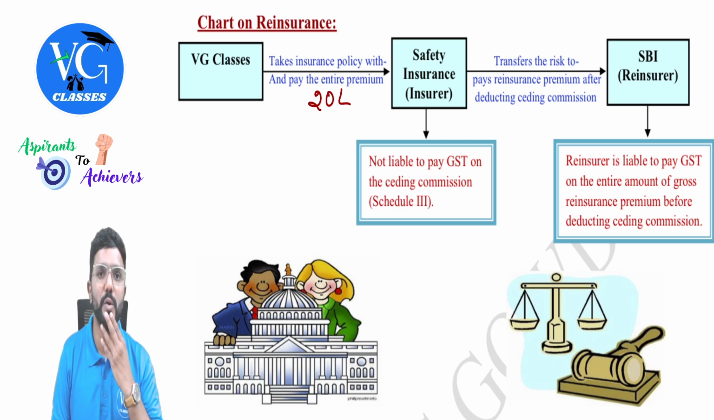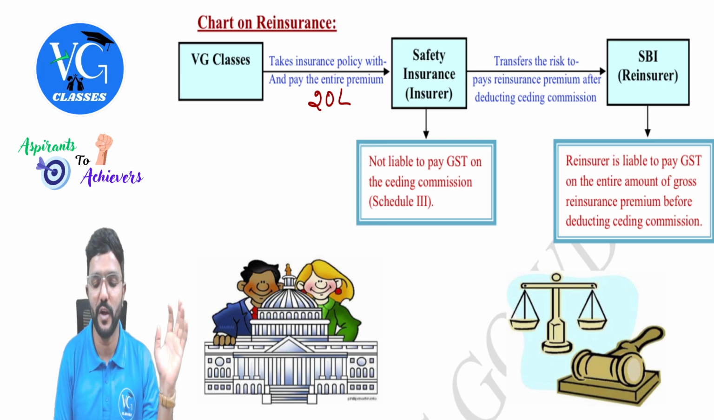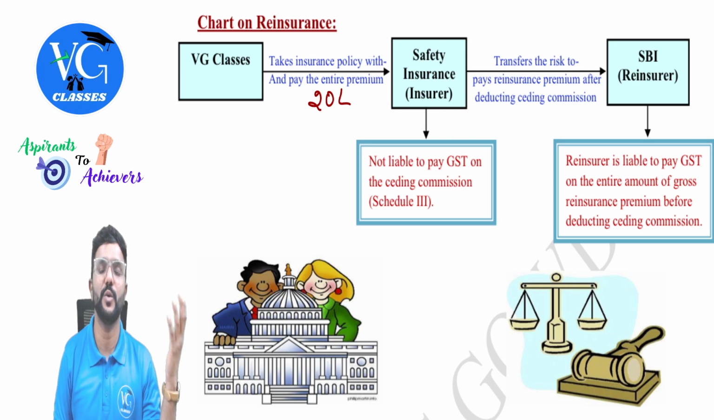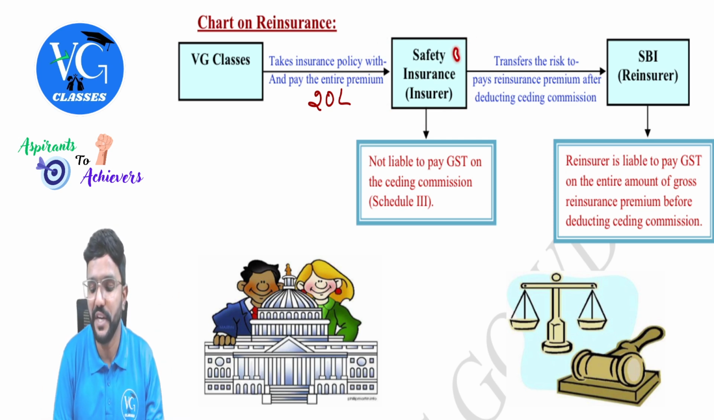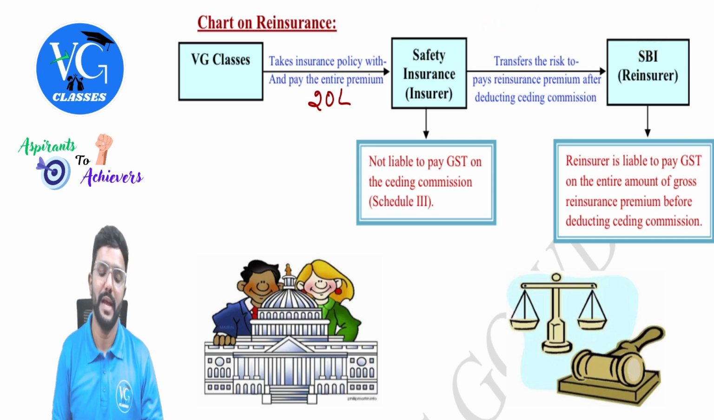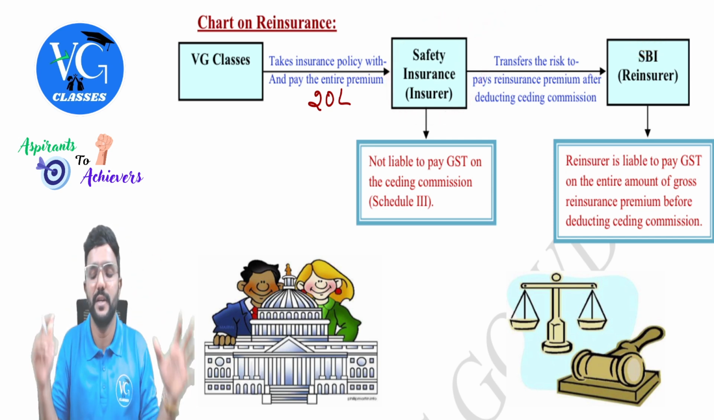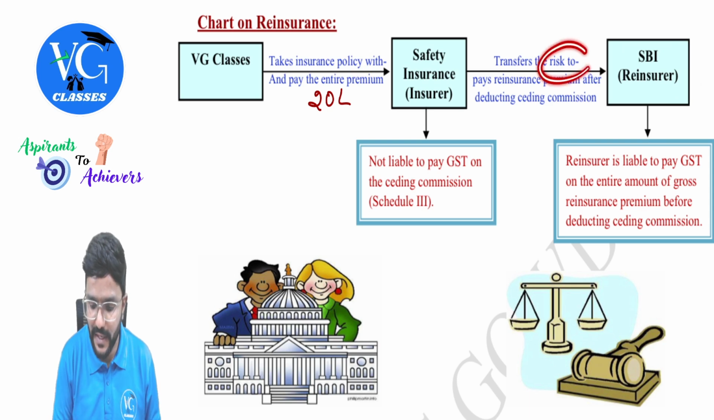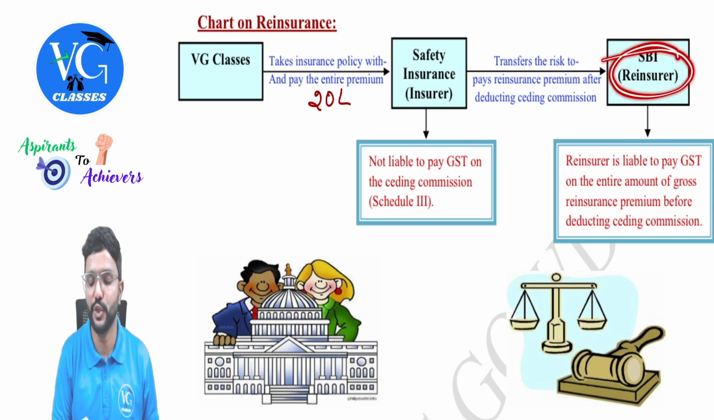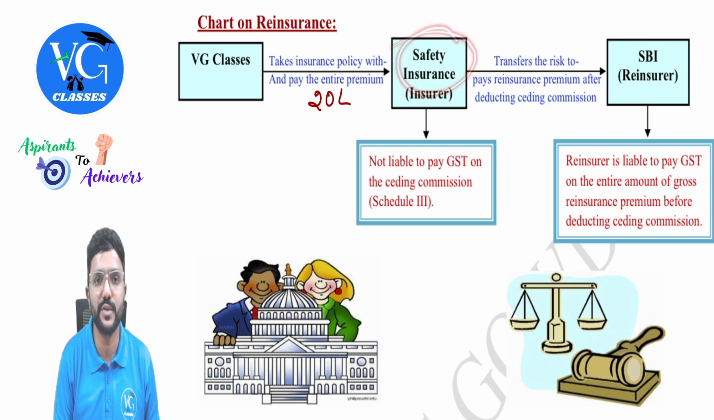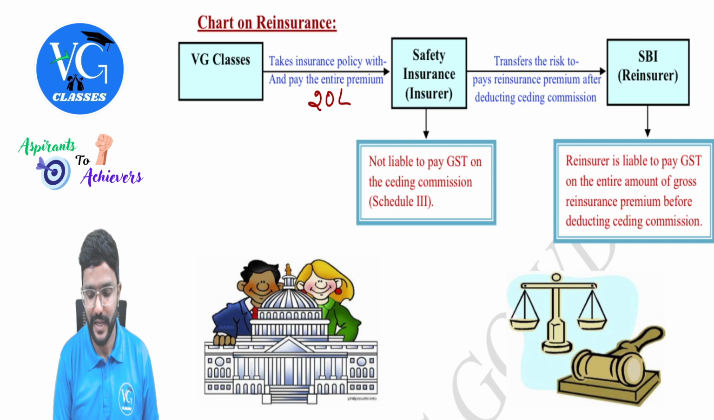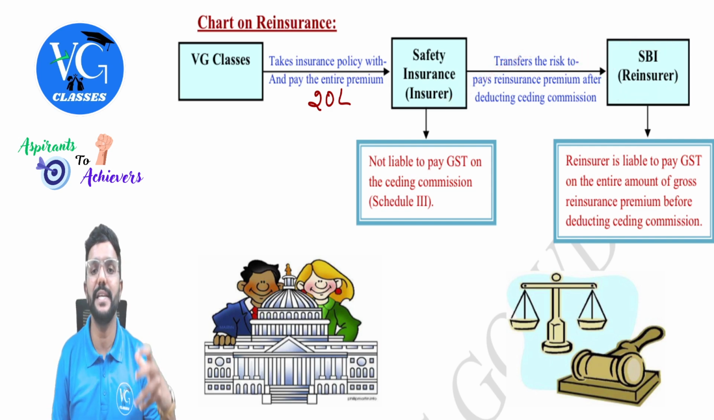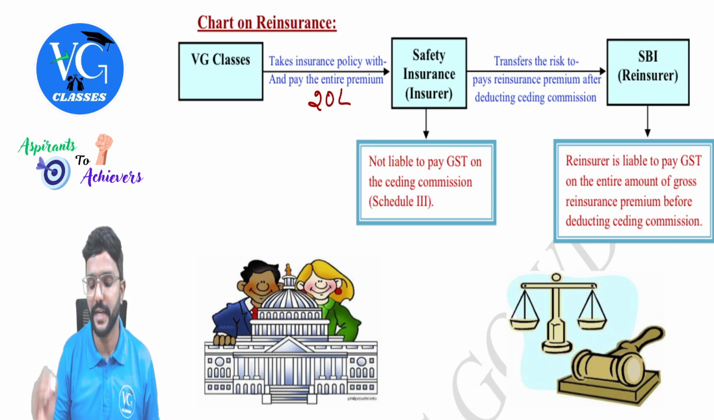But Safety Insurance thought, the amount involved in this policy is huge. If anything goes wrong, then we have to pay a huge amount to VG Classes. So let us reinsure this with SBI. As they couldn't take the full risk, they thought, let me shift it to SBI. So they transfer the risk to SBI, who is called the reinsurer, whereas Safety Insurance is called the insurer. They pay the reinsurance premium after deducting the ceding commission.